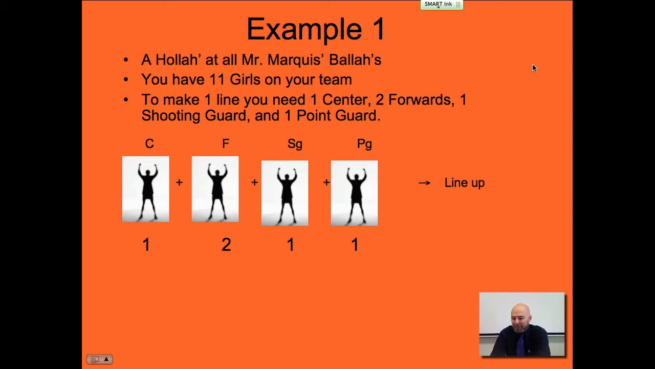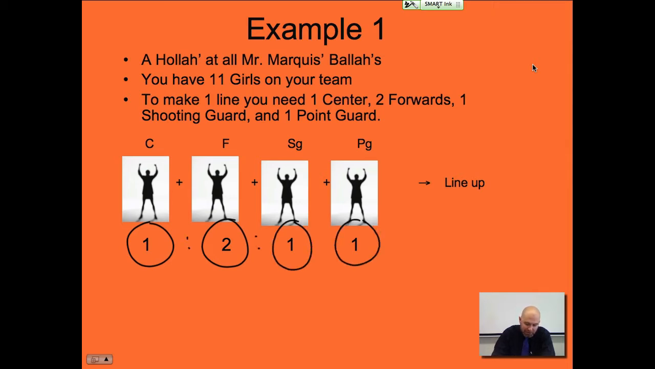If you're in my class, you know that I'm a basketball coach, been a basketball coach for a long time, and my basketball team. Let's say I have 11 girls on my team. This year I have 13, so be it. But to make one lineup, or one group of girls on the court, I need one center, two forwards, let's say, one shooting guard and one point guard. Obviously, there's differentiation. This year I have probably 4 guards and maybe a forward on my team. But let's say one center, two forwards, one shooting guard, and one point guard. And again, the point being it's a 1 to 2 to 1 to 1 ratio in essence. Okay, so that's the quantity, 1 to 2 to 1 to 1.